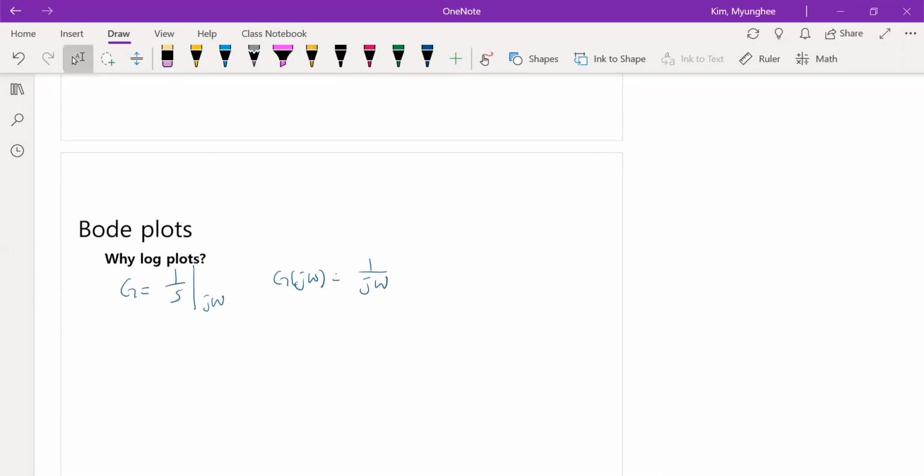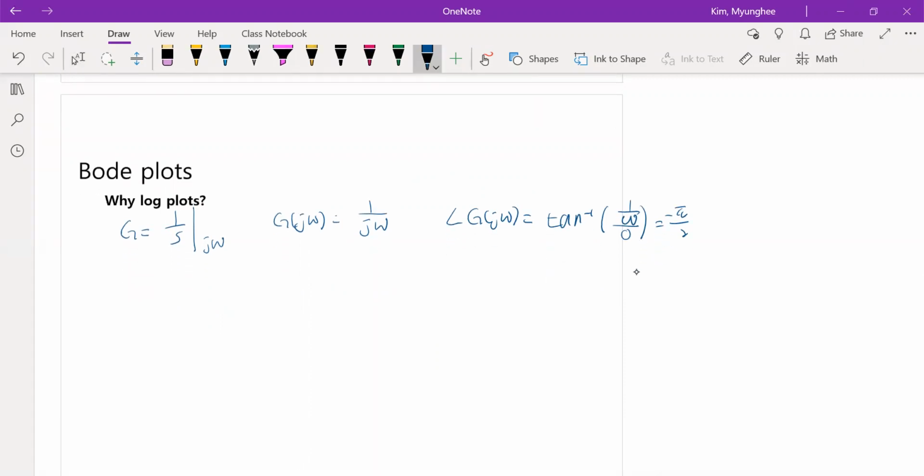The magnitude, angle is not that hard actually. So the angle of the system is -pi/2, so it's not that hard. So angle is not a big issue for this case. Well, what about the magnitude? Let's write here. What about the magnitude? It becomes 1/omega.